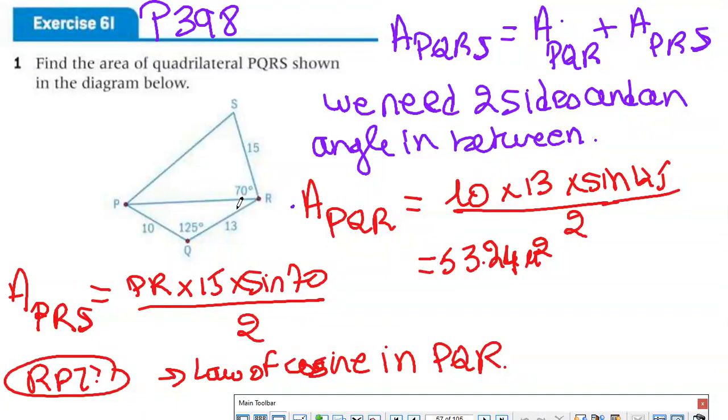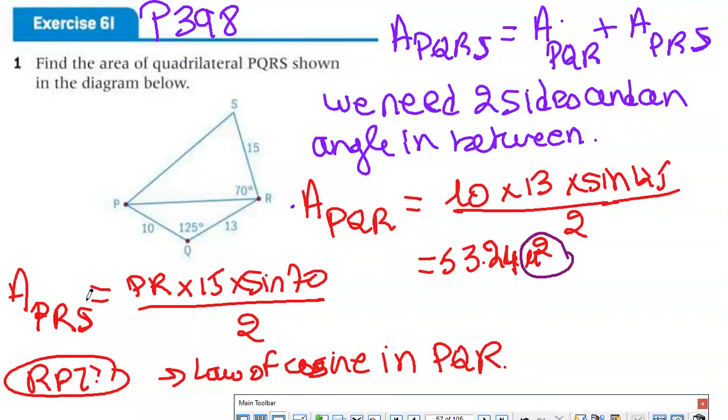Excellent. Can I find directly the area of the triangle PQR? You need to look for two sides, and an angle should be given between those two sides. Two given angles with a given side between them, or two given sides with a given angle between them. I have it. So what is the area of the triangle PQR? It's 10 times 13 times sine 125 over 2, and I have the area in units squared.